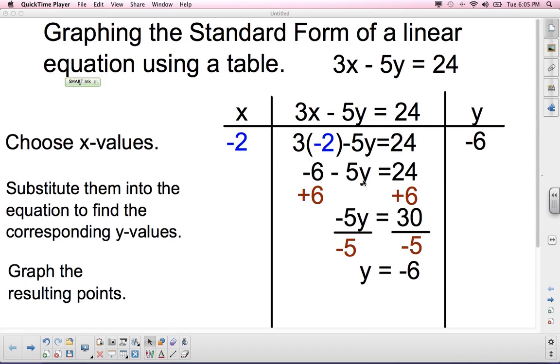I want to solve to get y by itself, so I added 6 to both sides of the equation. That leaves me with -5y equals 30. I needed to get y by itself. Right now it's being multiplied by -5, so I needed to divide by -5. Divided on both sides, and I solved, and I got y equals -6. So here it is, y is -6. So our first point on the graph is the point -2, -6. X is -2, y is -6.